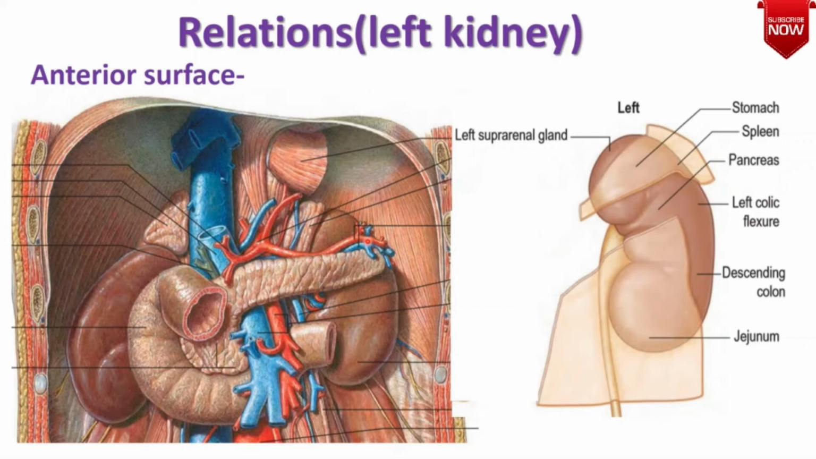These splenic vessels end and supply the spleen. So this part will be related to the spleen. Below the spleen there will be a splenic flexure, and after the splenic flexure colon continues as descending colon. So this part will be related to the descending colon. Here is the relation of pancreas, non-peritoneal, and this large part on the anterior surface and the lower pole is related to the coils of the jejunum, and it's a peritoneal relation.